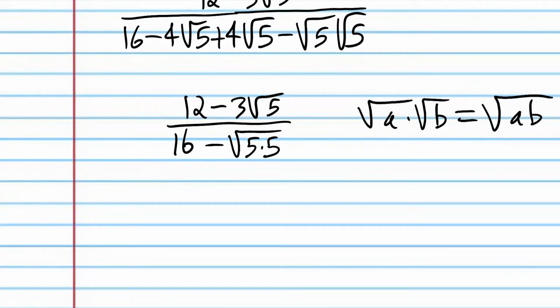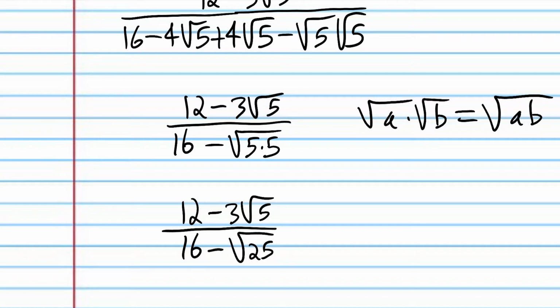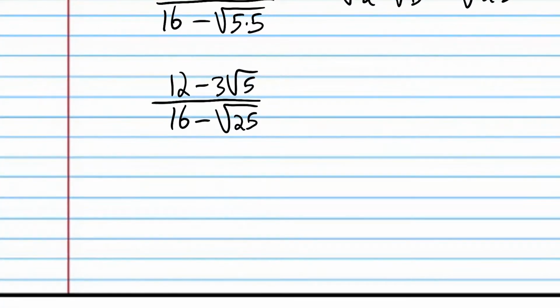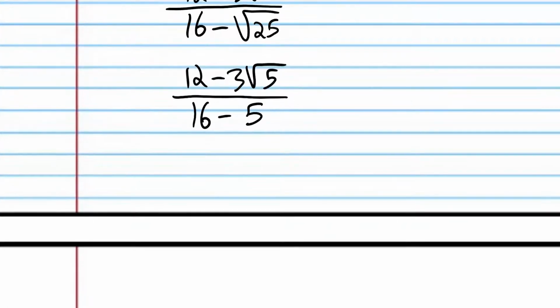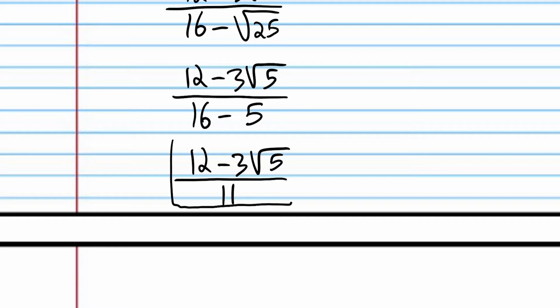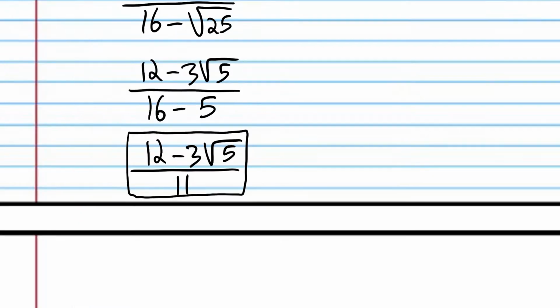So now we have 12 minus 3 root 5 over 16 minus root 25. But root 25, that's just 5. So then we have 12 minus 3 root 5 over 16 minus 5. And we're almost there. 16 minus 5 is 11. So we have 12 minus 3 root 5 over 11. And there you go. That's the final answer.